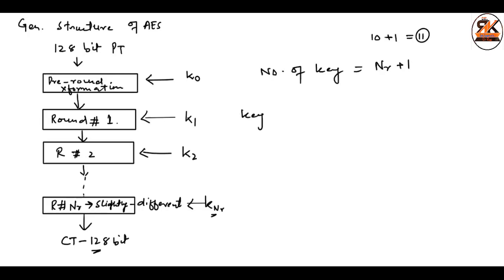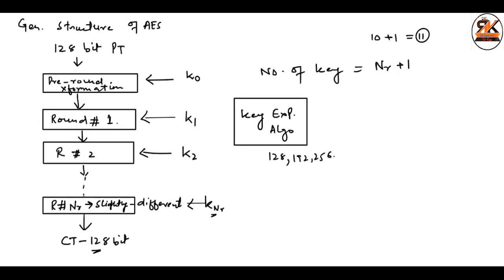Using this key expansion algorithm, either a 128-bit key, a 192-bit key, or a 256-bit key is given to the key expansion generator or algorithm.